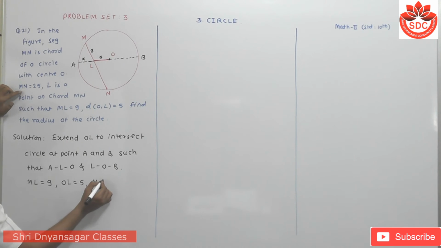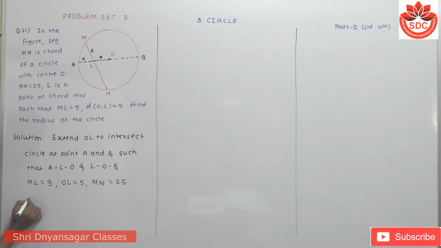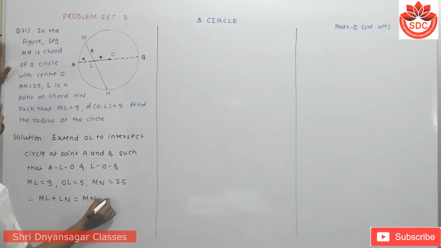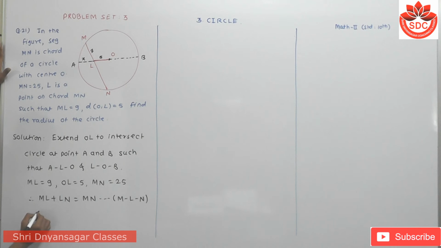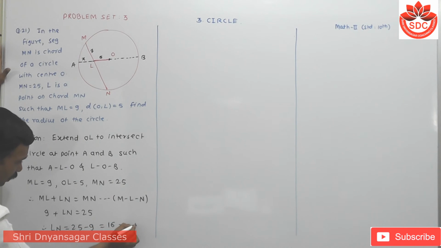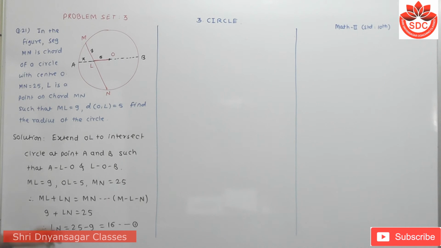MN is given here. How much? 25. So by using this, first I will find out the value of LN also. Therefore, MN is equal to ML plus LN, because M-L-N are collinear. Then we use this value: MN is 25, ML is 9, plus LN. Then LN is equal to 25 minus 9, which is 16. Suppose this is equation number one. LN we have to find here, this one is 16.